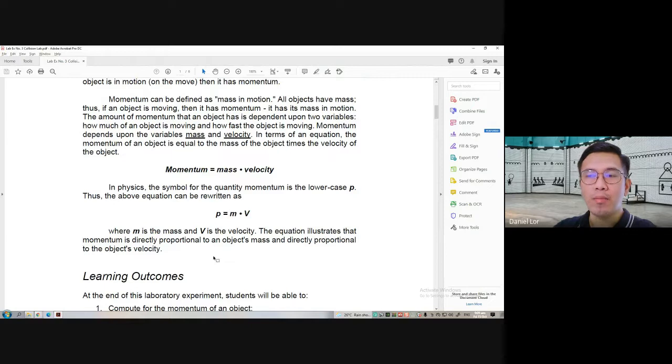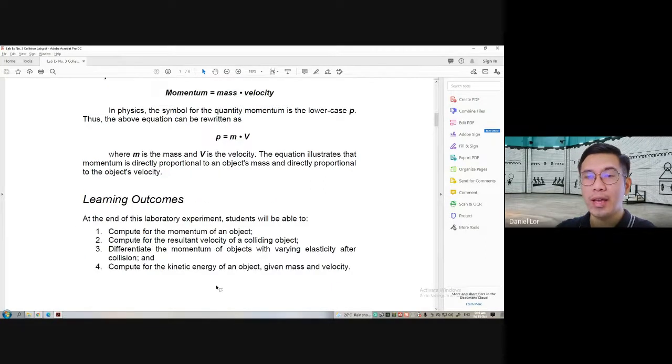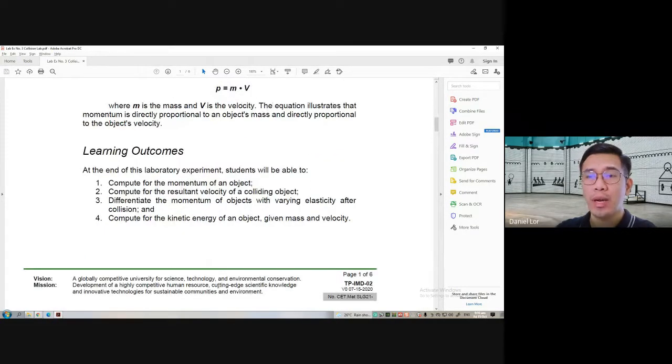The unit for momentum is kilogram meter per second, because the SI unit for mass is kilogram and the SI unit for velocity is meters per second. At the end of this laboratory exercise, students will be able to compute the momentum of an object given its mass and velocity, or by computing its component velocities. They will also compute the resultant velocity of a colliding object, resultant meaning the ending velocity.